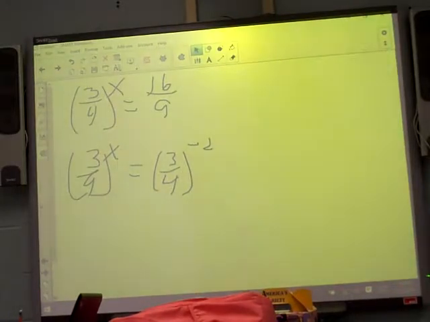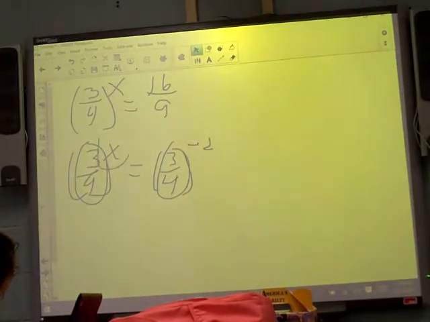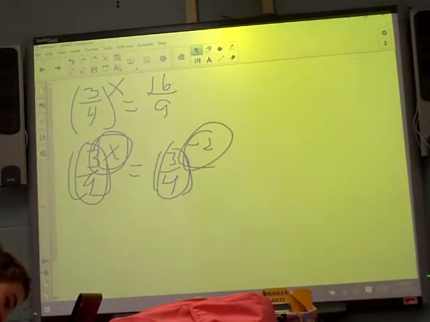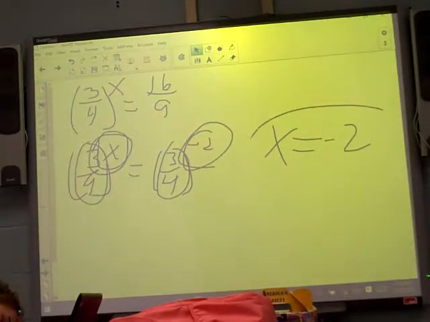Very good. And now check that out because that's already solved for you. If 3/4 is equal to 3/4, it's already solved. You don't have any work to do. x is equal to negative 2. Easy schmeezy.